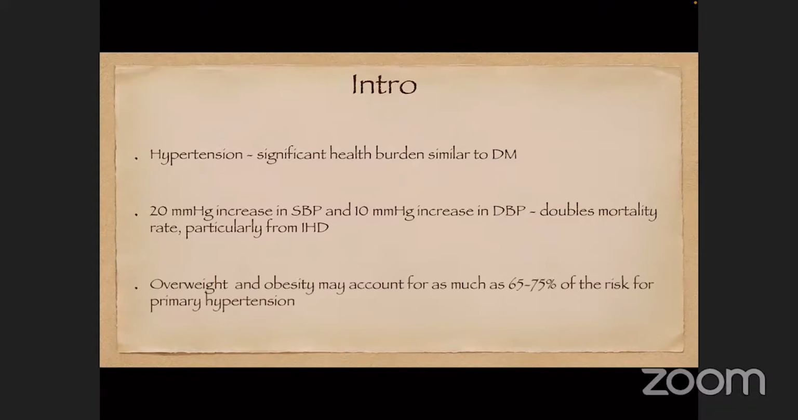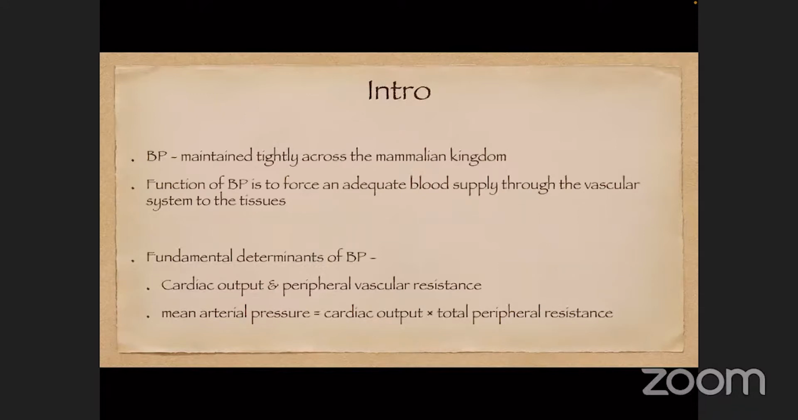And if you look at overweight and obesity, this accounts for a huge percentage of the risk for developing primary hypertension. So overweight and obesity are two exceptionally high risk factors for someone to develop hypertension during their lifetime. So when we look at blood pressure, this is a parameter that is maintained tightly across the entire mammalian kingdom. And what is the function of maintaining a blood pressure? So the function of blood pressure is essentially to force an adequate amount of blood supply throughout the vascular system so that tissue perfusion is maintained. And this is the most important and the primary function of maintaining appropriate blood pressure.